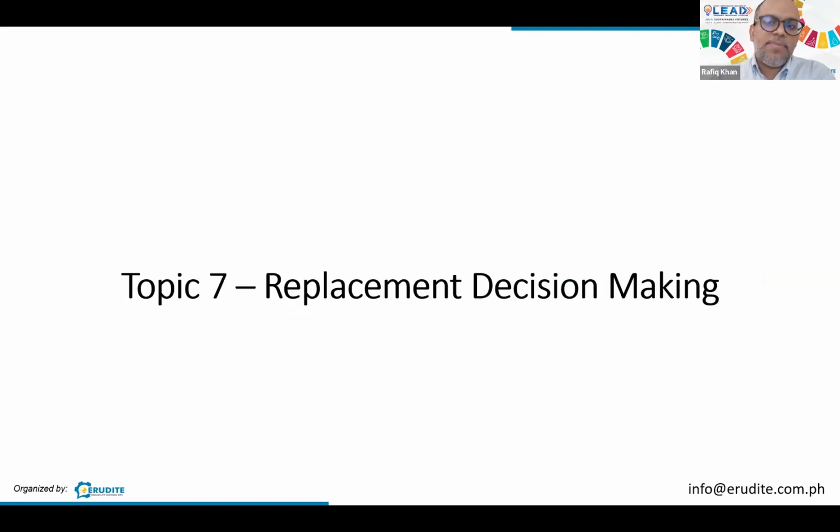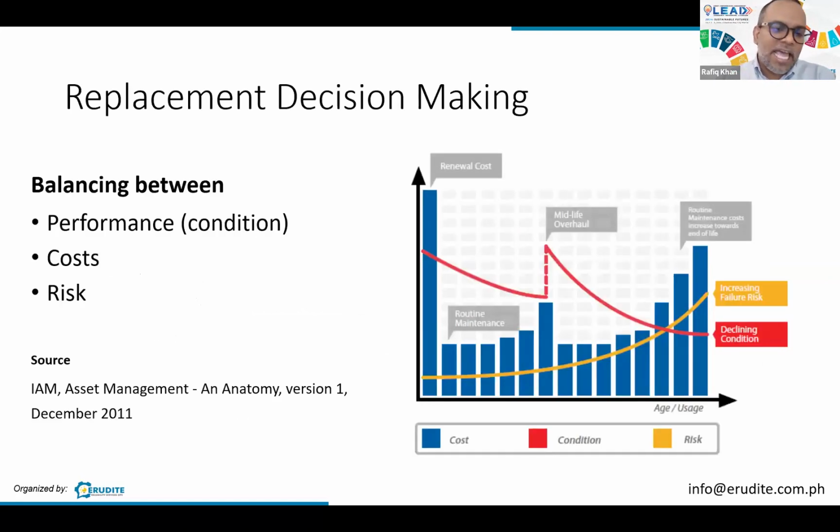Topic 7, replacement decision making. When to replace is always a chicken and egg question. I think everyone has a question like this in the organization. When is a good time to replace?